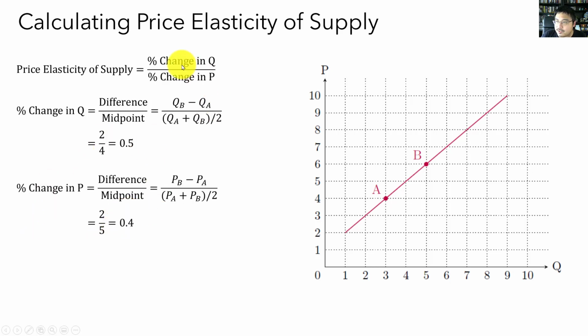Now we just plug these numbers into the definition of price elasticity. And so we get that the price elasticity of supply for this supply curve between points A and B is 0.5 divided by 0.4, which gives us 1.25. What that's saying is that as we go from point A to point B, for each 1% increase in price, quantity supplied is increasing by 1.25%. And in general, the price elasticity of the supply curve is going to be positive because price and quantity supplied move in the same direction.